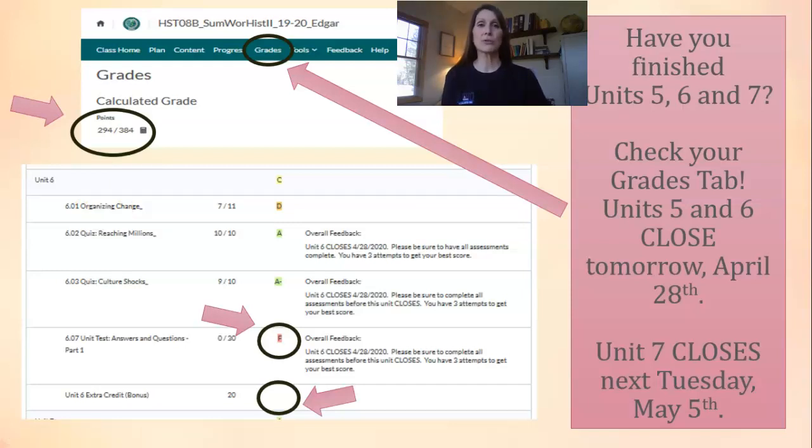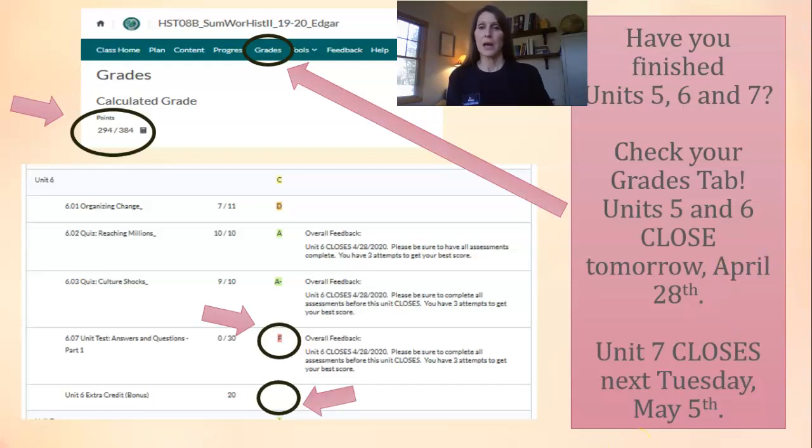Those do close tomorrow, April 28th, so please make sure that you have that completed by 11:30 p.m. tomorrow evening. And then unit 7, you still have a little bit of time. That closes on Tuesday, May 5th. So that would be your very first priority. If you don't have units 5, 6, and 7 done, you definitely need to start there.